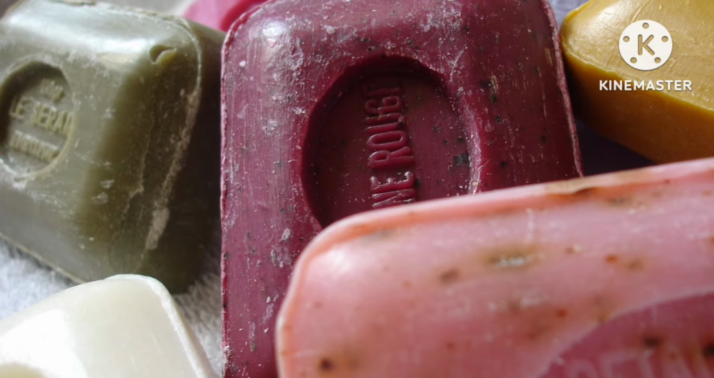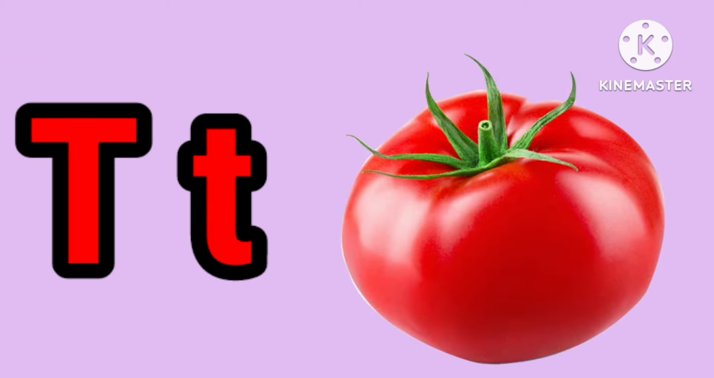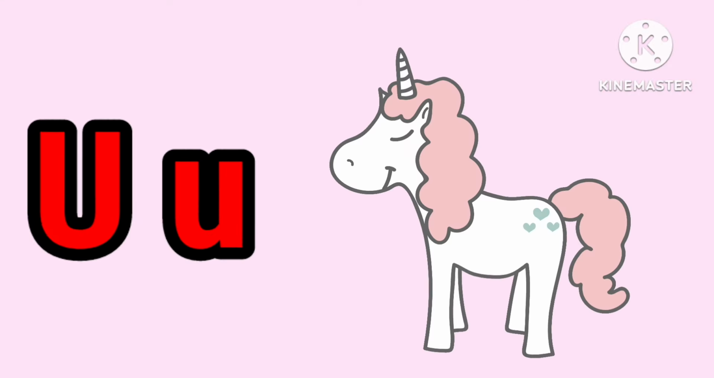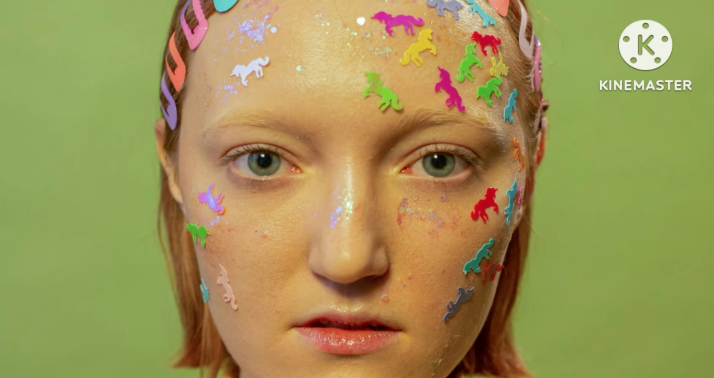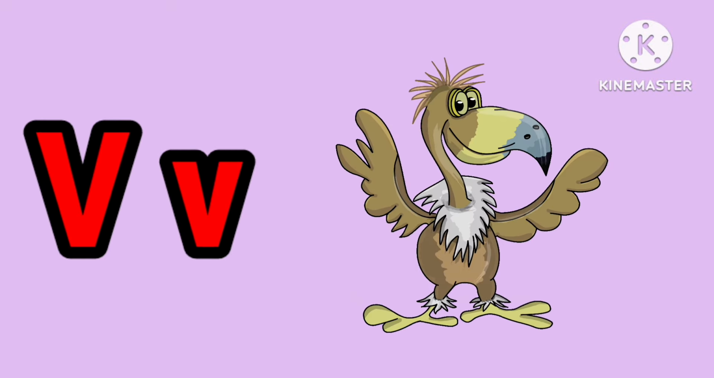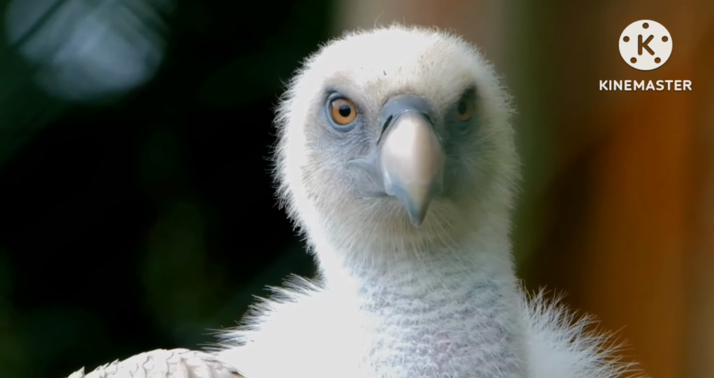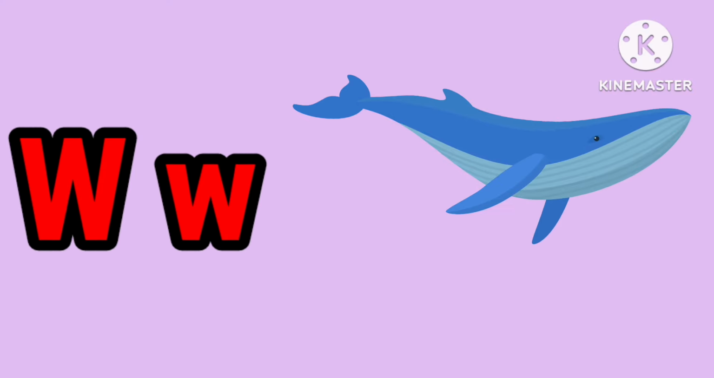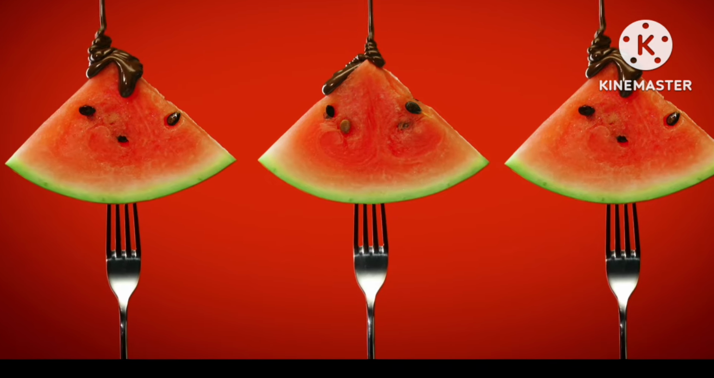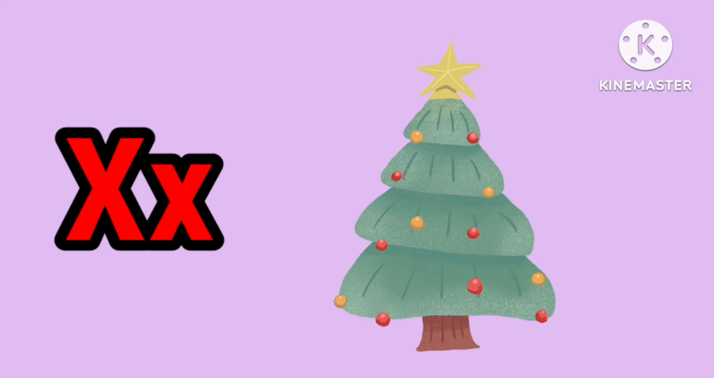T for toy, T for tomato, da da da. U for uniform, wa wa wa. V for van, V for giraffe, ba ba. W for watermelon, wa wa wa. X for X, X for X, ma.